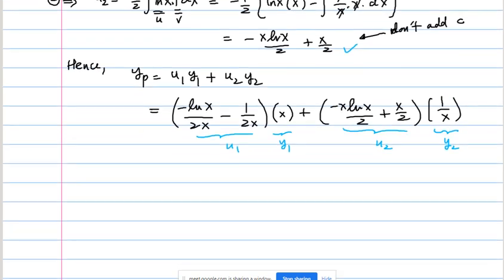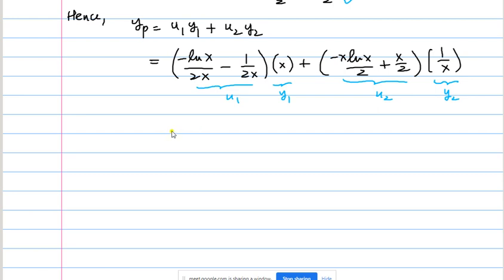Now if I simplify, you see x will cancel these. This x, when it multiplies inside, will cancel this x and this x, because they will multiply with both of them. So I will get minus log of x by 2 minus 1 by 2, and from here I will get minus log of x by 2 and plus 1 by 2. So 1 by 2 cancels, and you got minus log of x. So this is your yp.